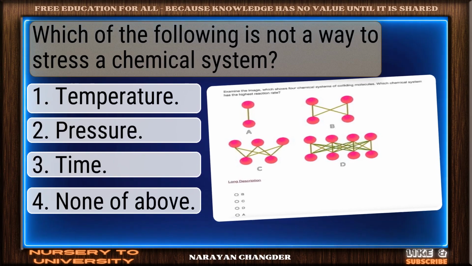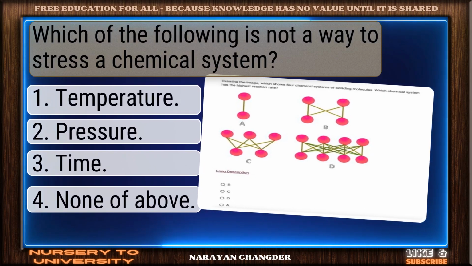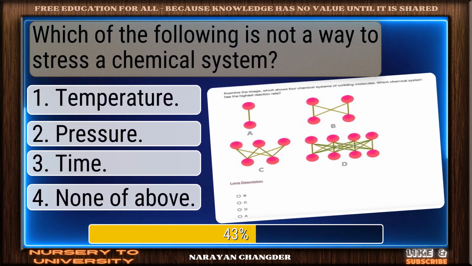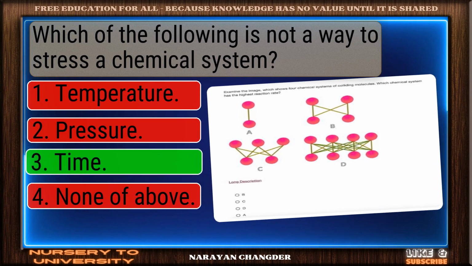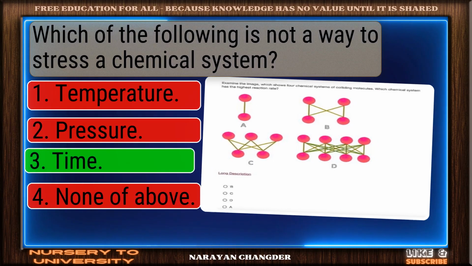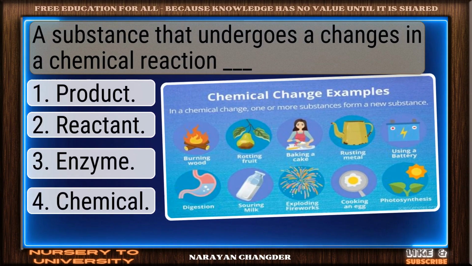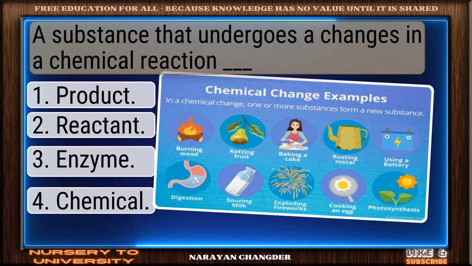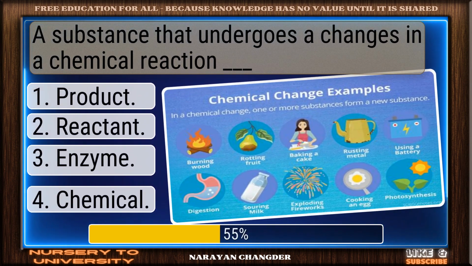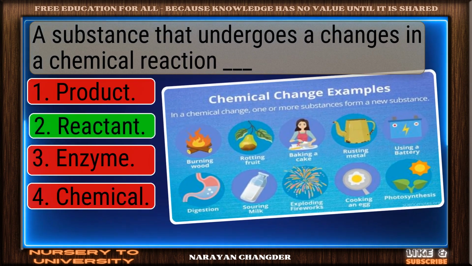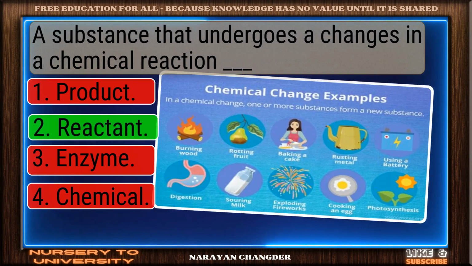Which of the following is not a way to stress a chemical system? Well done. Time is the right choice. A substance that undergoes a change in a chemical reaction dash. Strong choice. Reactant is the right answer.